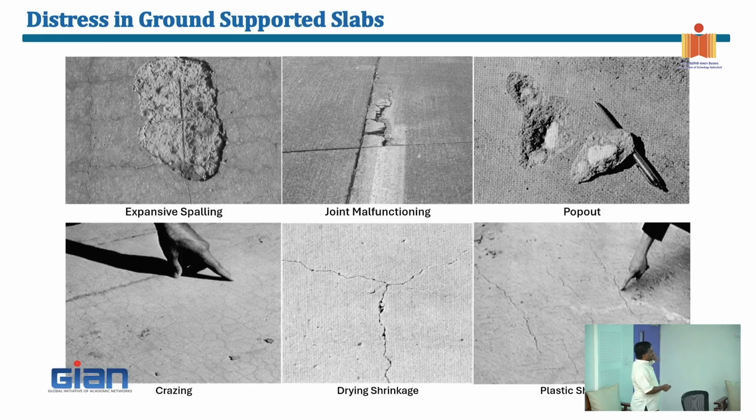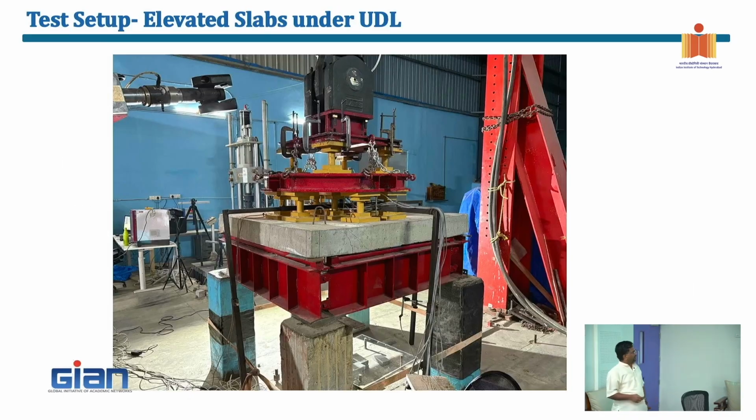These are the typical distresses that you see in a ground supported slab. Extensive joint failure. Typically, why do we provide joints in pavements or floors? To release the stresses, thermal stresses, right? You see that different joints are there. I don't have time to get into all those things, and pop-out failure, drying shrinkage, all those things. So if you want to limit the cracks, then you need to put some reinforcement. Reinforcement helps me in limiting the cracks.